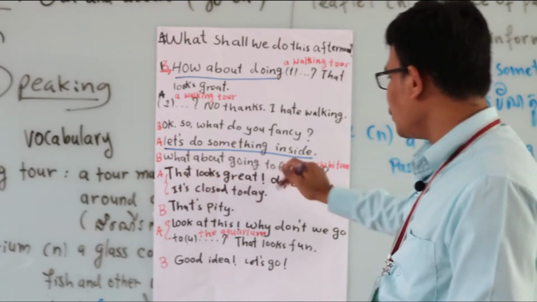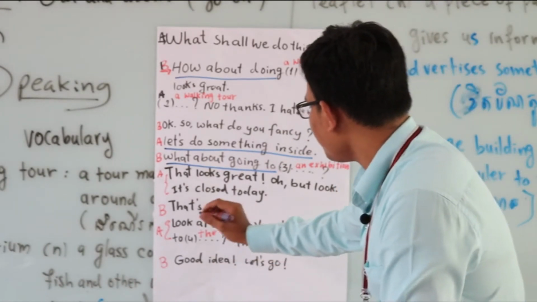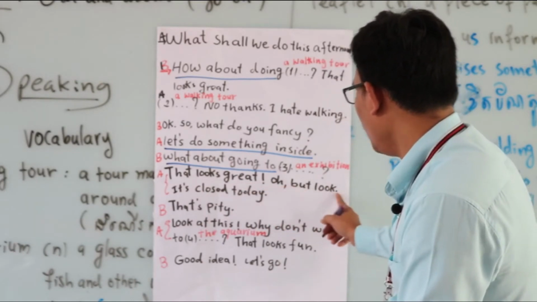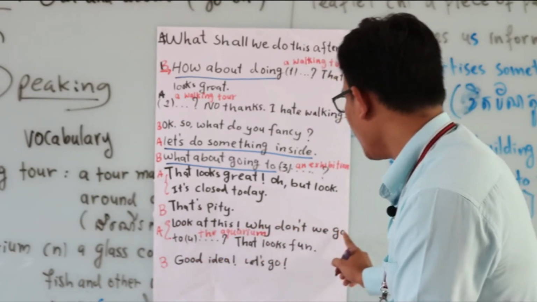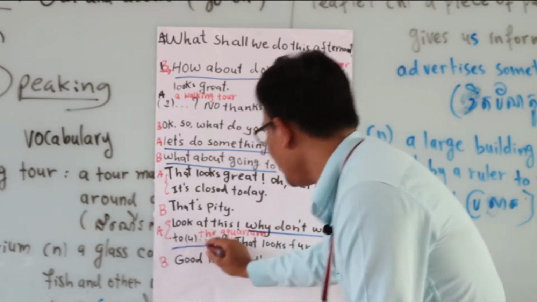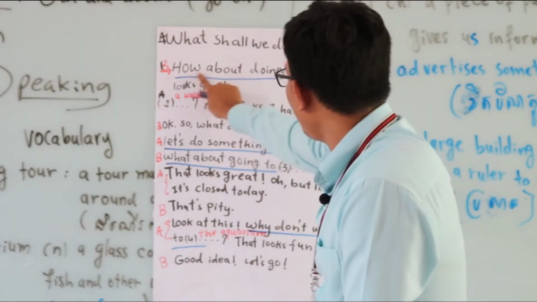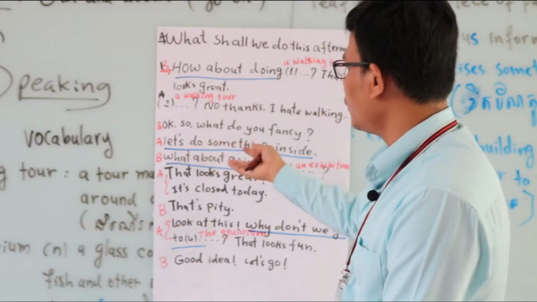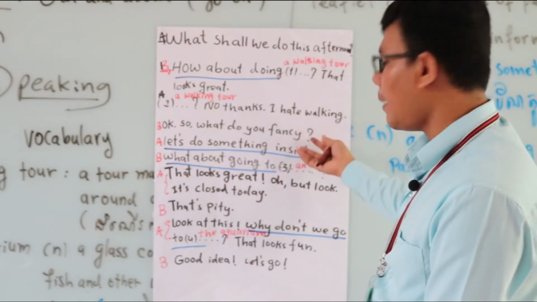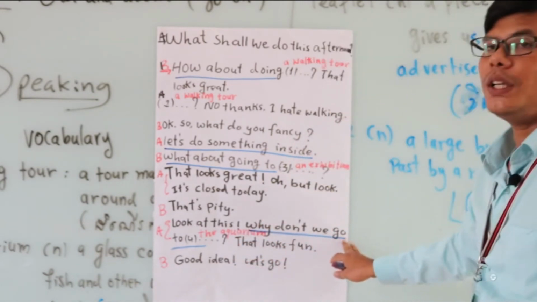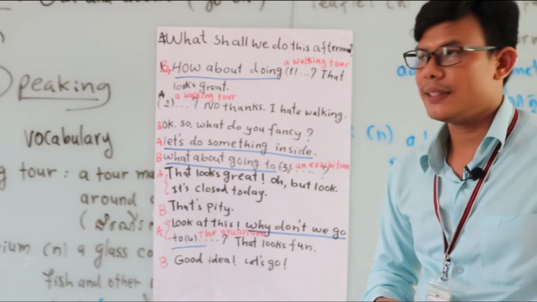And then, what about going to? What about going to is another suggestion too. Then, that looks great. Oh, but look, it's closed today. That's a pity. Look at this. Why don't we go to? Why don't we go to is another suggestion. So in here we have four ways of making suggestions: how about doing something, let's do something, what about going or what about doing, and why don't we do this, why don't we do that. These are the phrases for making suggestions.